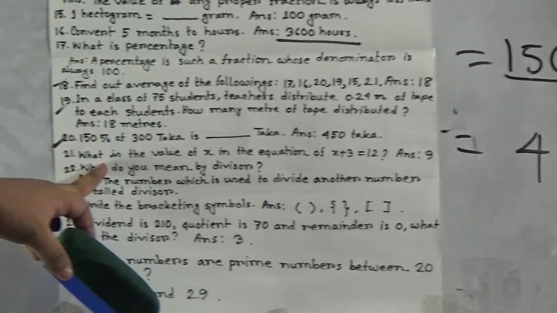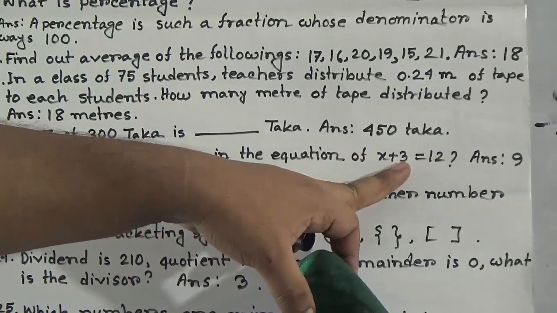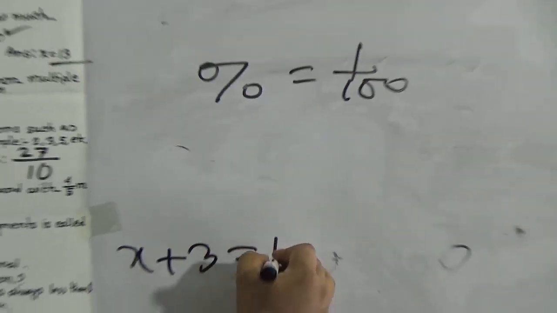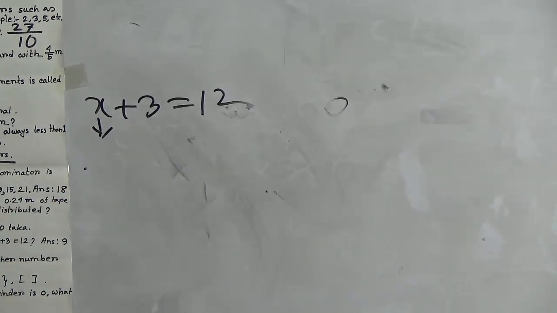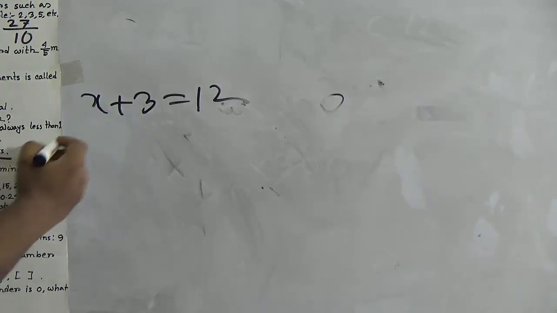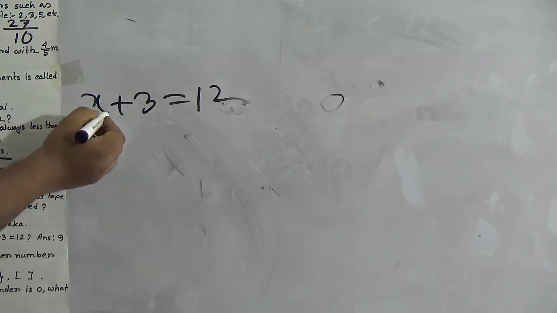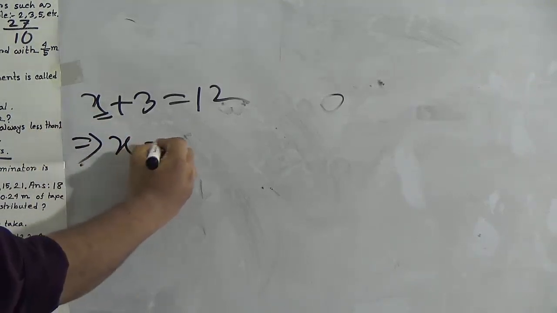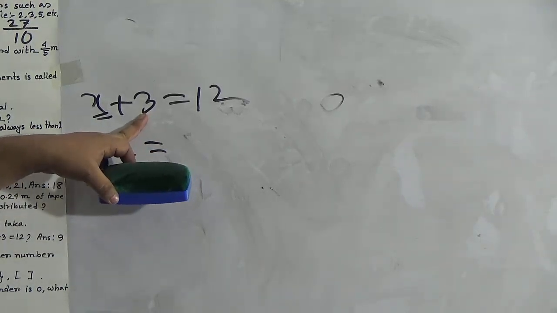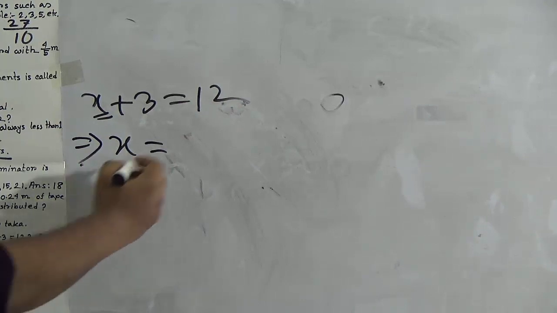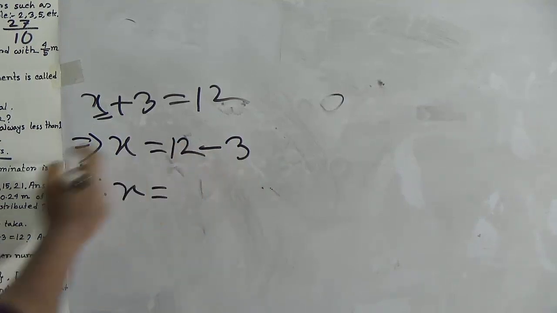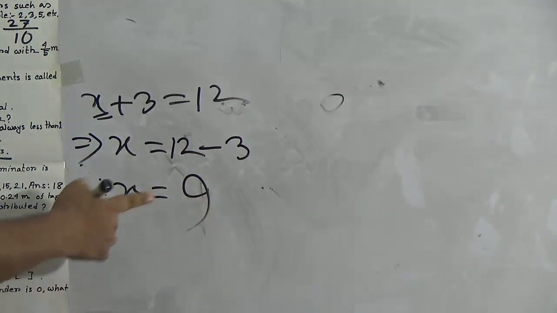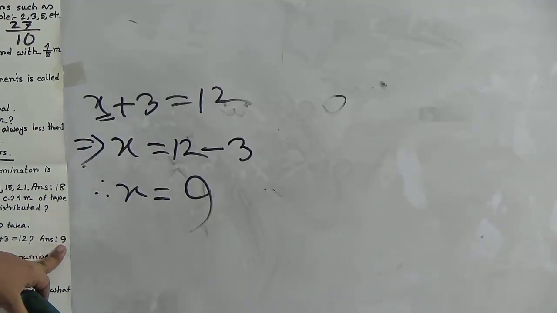Our next question is, what is the value of x in the equation x plus 3 equal to 12? We need to find the value of this unknown variable. That means we don't know the value of x. To find x, x remains on the left hand side and 3 goes to the right hand side and its sign will be changed. That means it will be minus. x equal to 12 minus 3, which is 9. So 9 is the value of x.